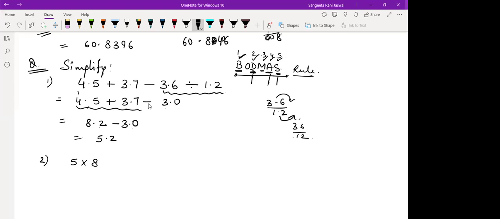5 into 8 divide by 2 plus 6. Please do this. Ma'am, I got my answer. Okay, just a second, let everyone do and we'll share the answers. Ma'am, I also got the answer. Okay, good.